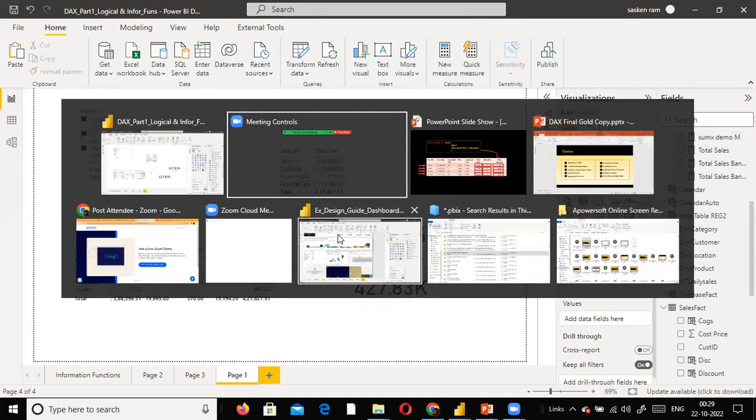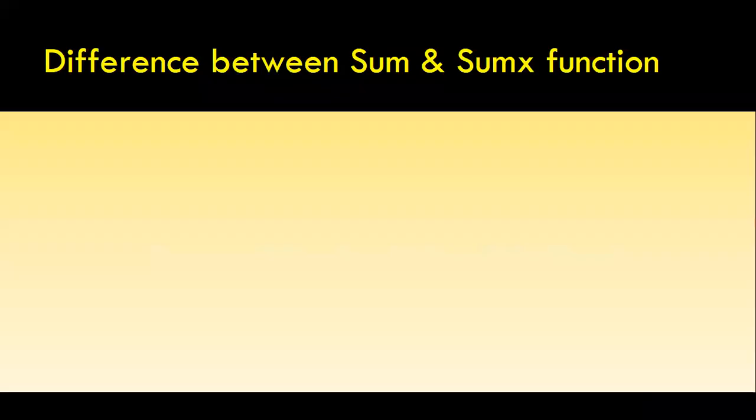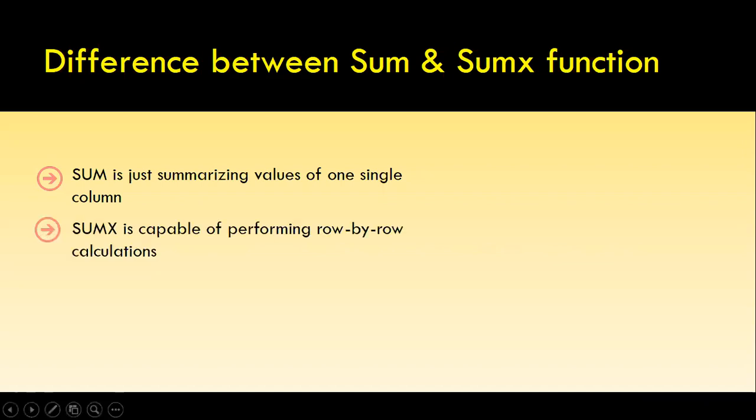All right, so the next one is the difference between these two. Now let us discuss the difference. The SUM is just summarizing the values of one column. It is an aggregator function. Whereas SUMX is an iterator function. Remember that SUM is an aggregation function, and SUMX is an iterator function.